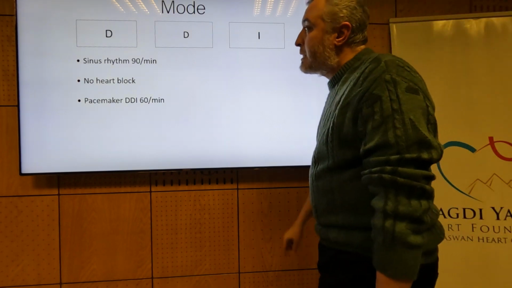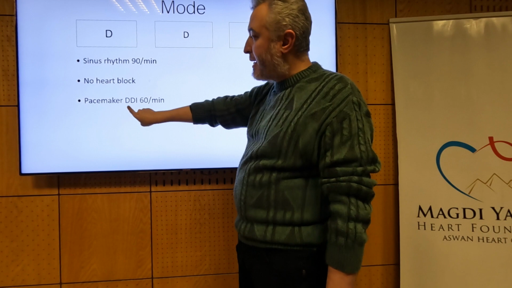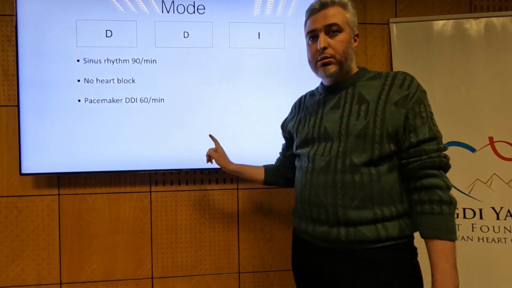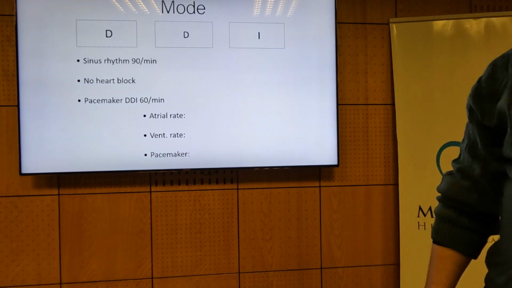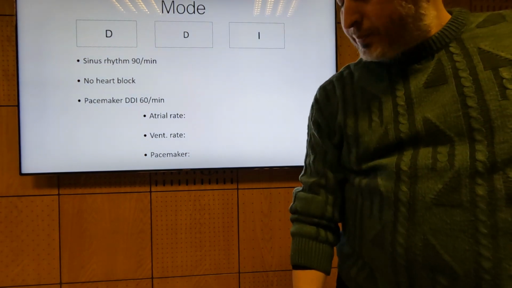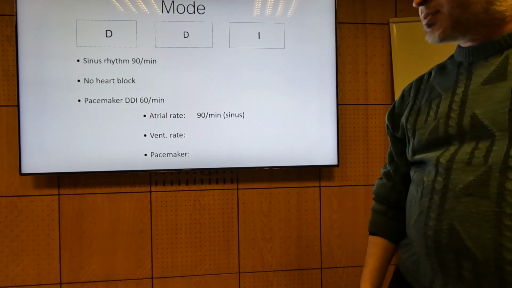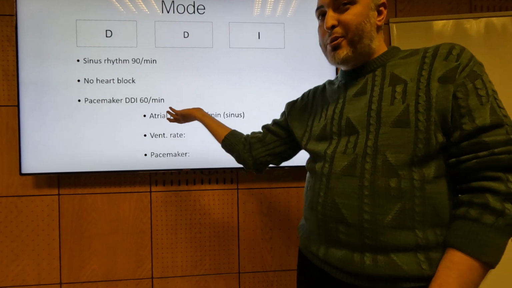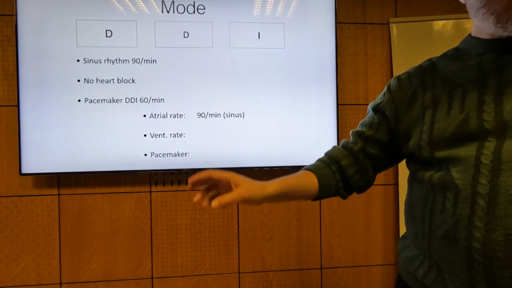What if the patient has a sinus rhythm at a rate of 90, no heart block, pacemaker DDI at a rate of 60? So what's the atrial rate? 90, which is sinus. Ventricular rate, 90, which is conducted or paced. Same AV delay, PR interval, same.